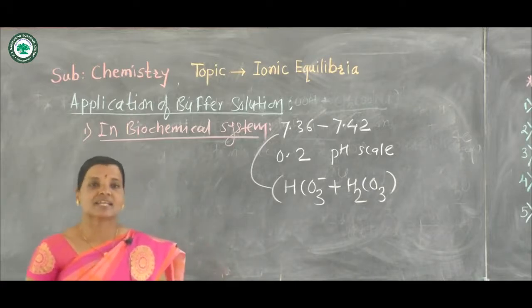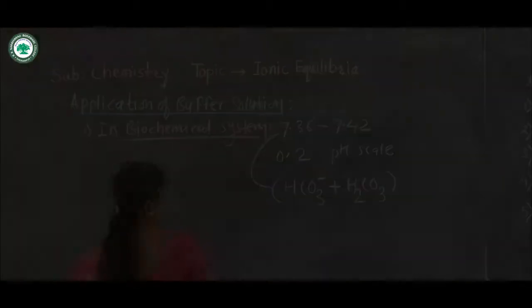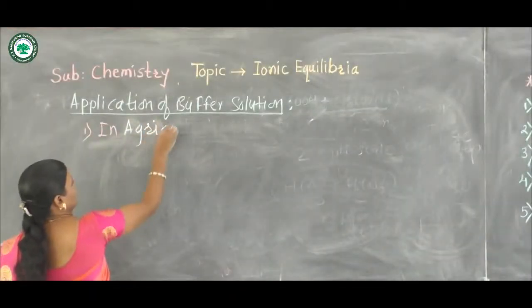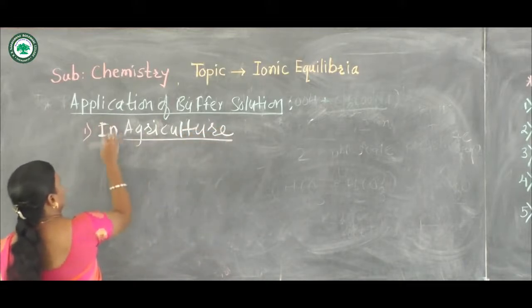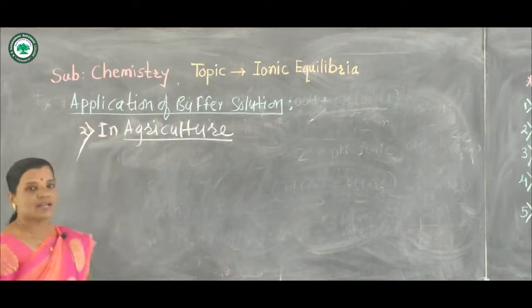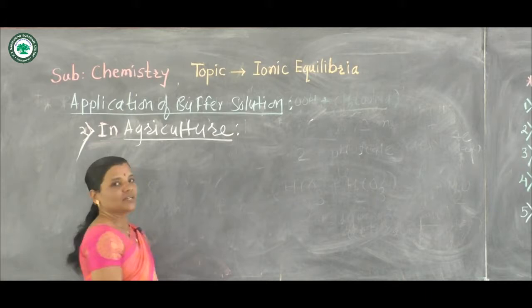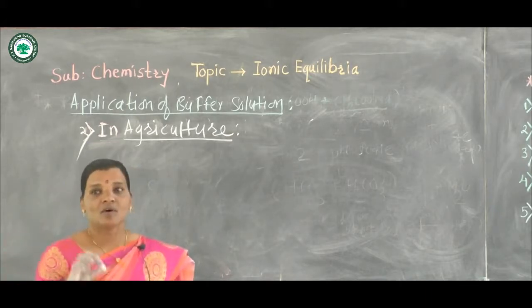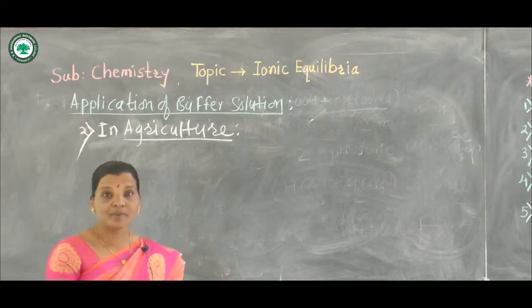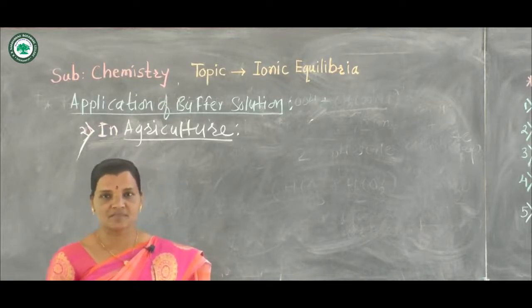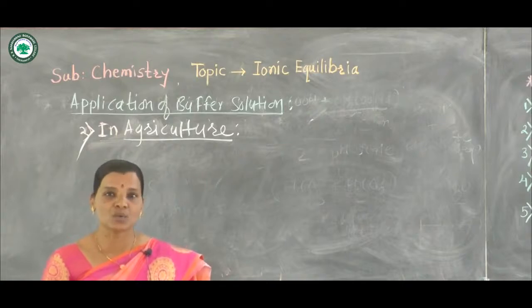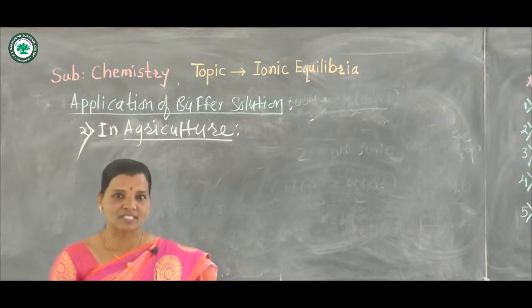Now let us see second application of buffer solution. Second application, in agriculture. Now soil of the agriculture area gets buffered due to the presence of carbonates, phosphates and organic acids, and hence fertilizers are used by measuring the pH of soils. Choice of fertilizer depends upon pH of soil.